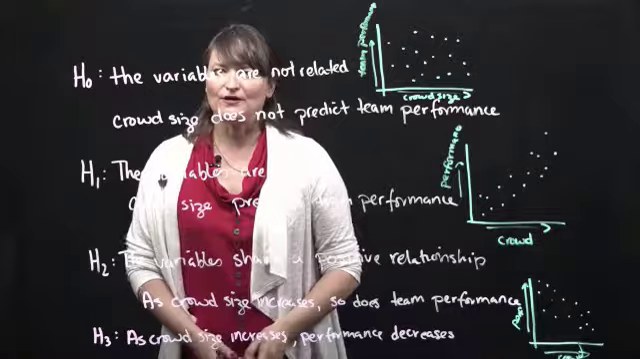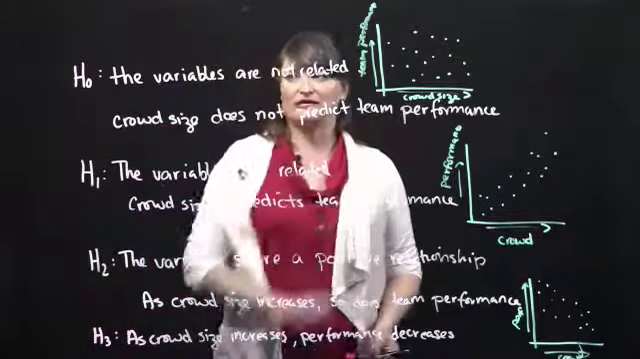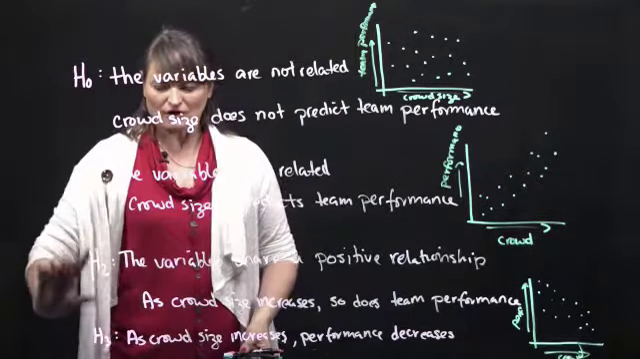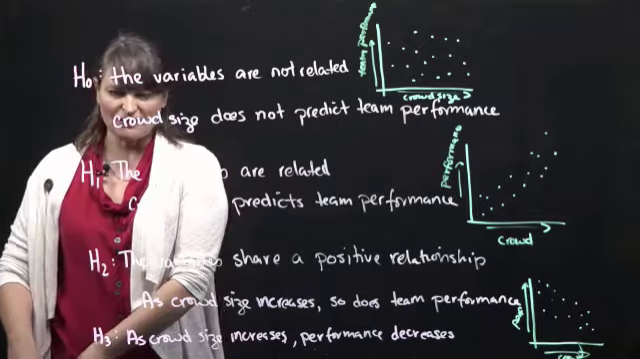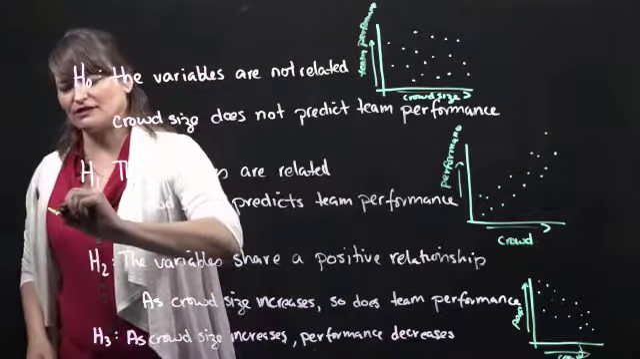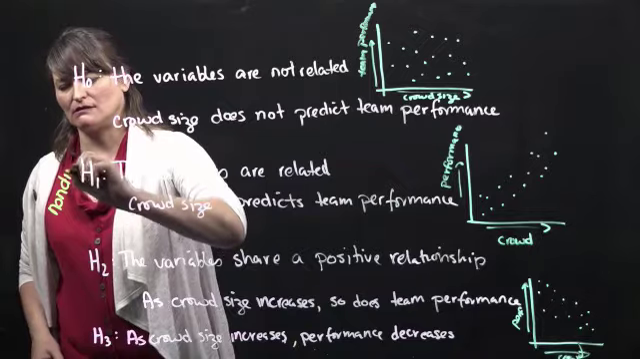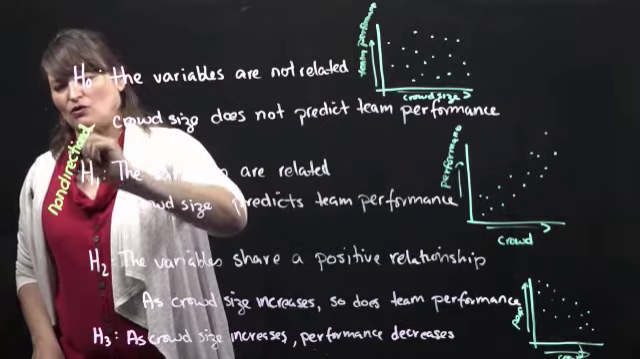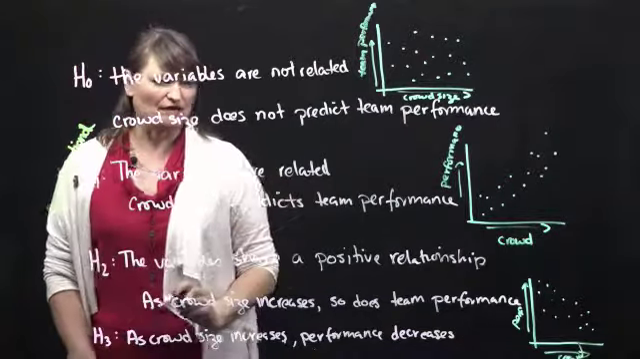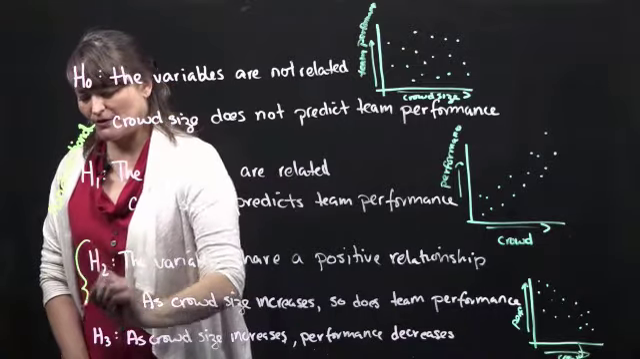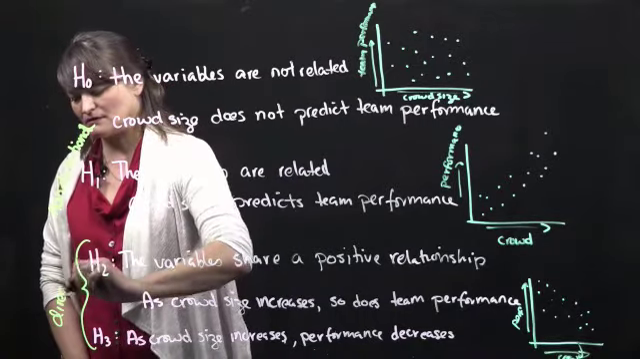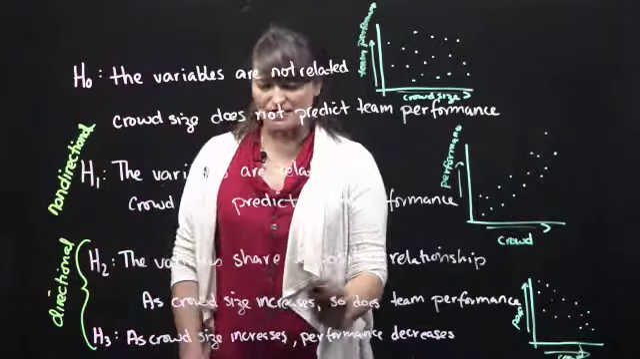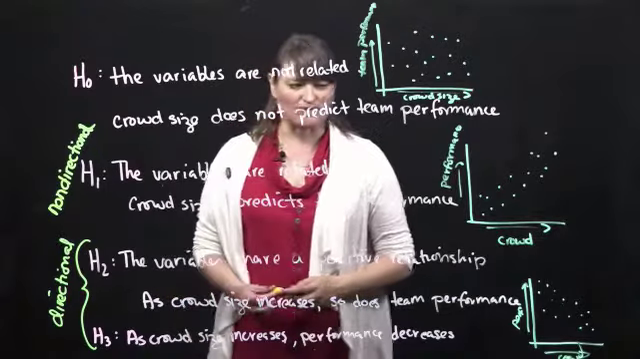So when we're generating hypotheses, we've got our null hypothesis that's saying there's no relationship, the variables are not related. And then we've got three possible research hypotheses. This first one is non-directional. It is not specifying whether we're going to see a positive relationship or a negative relationship. These two are both directional, and one's indicating a positive relationship, the other's indicating a negative relationship.